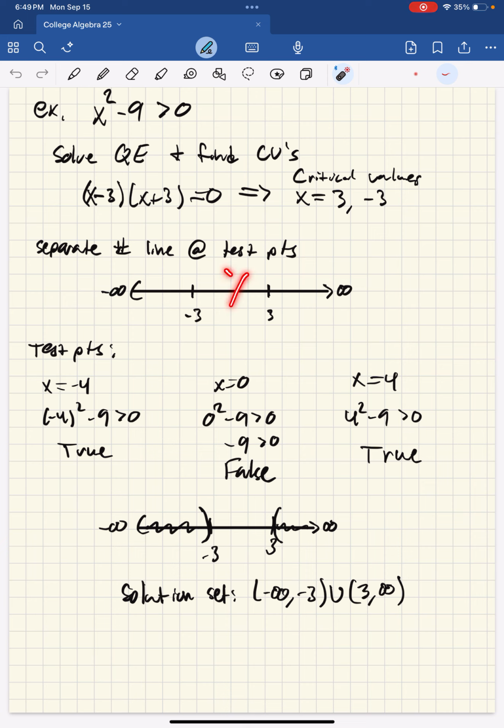the solution. But when we test x equals 0 in the middle, we get a false statement, and that is not part of the solution set. So we shade the number line and write the solution set using interval notation. Parentheses -infinity, comma -3, parentheses union, parentheses 3, comma infinity, parentheses would be the interval notation for that solution.